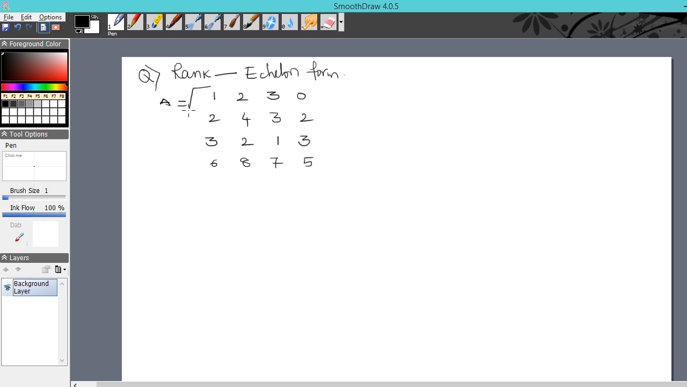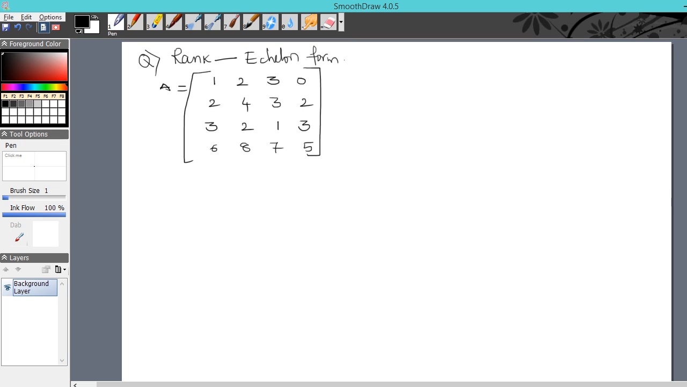So this is a 4 by 4 matrix. So 4 rows and 4 columns. We need to find the rank of a matrix in echelon form, by using echelon form.